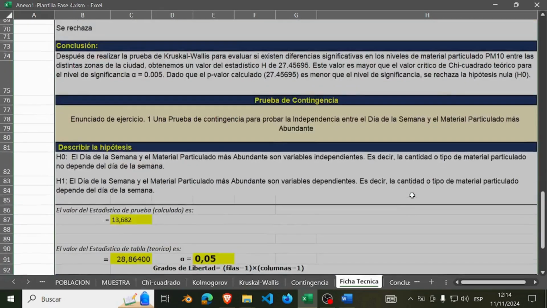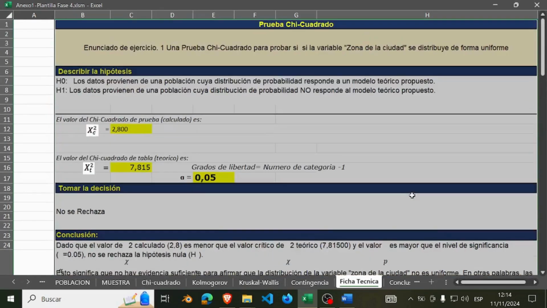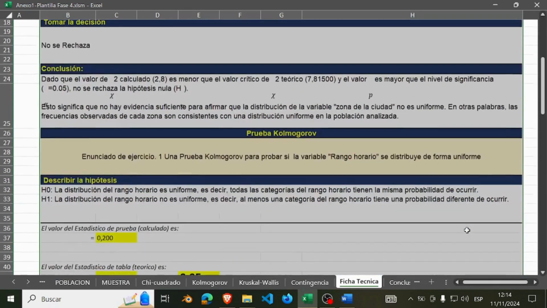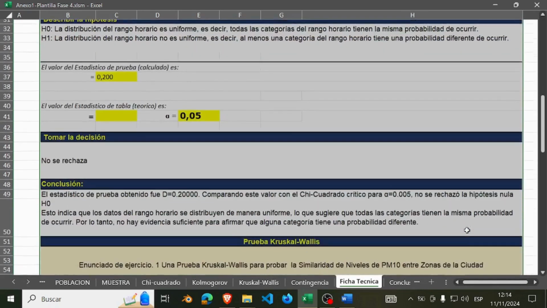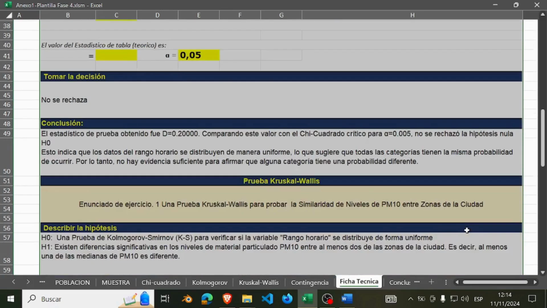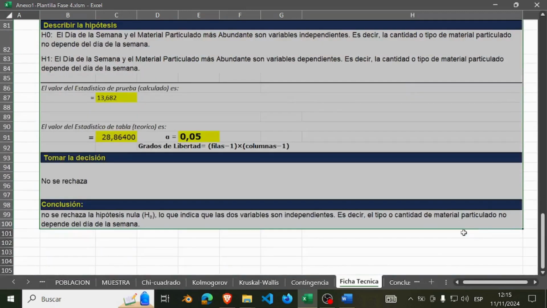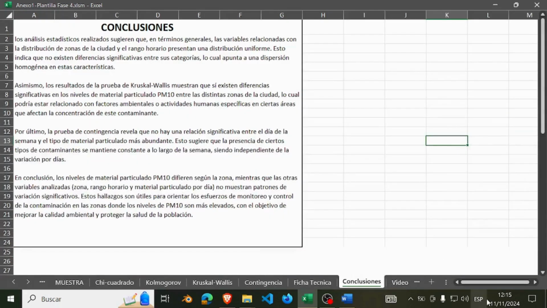Conclusion. In conclusion, the non-parametric tests we have reviewed are powerful tools for analyzing data without needing to assume a specific distribution. Through the examples of chi-square, Kolmogorov-Smirnov, Kruskal-Wallis, and the contingency test, we have learned to interpret results correctly, making informed decisions about our hypotheses. I hope this video has been helpful in understanding how to apply and analyze non-parametric tests in practical situations.